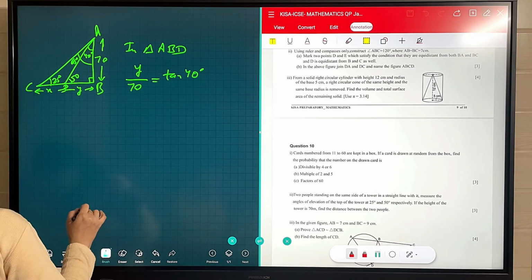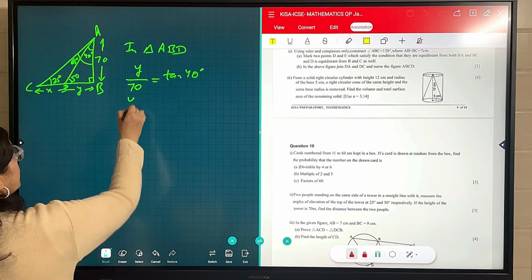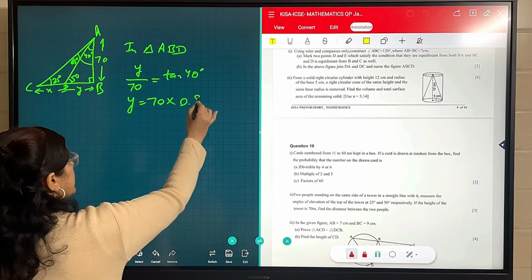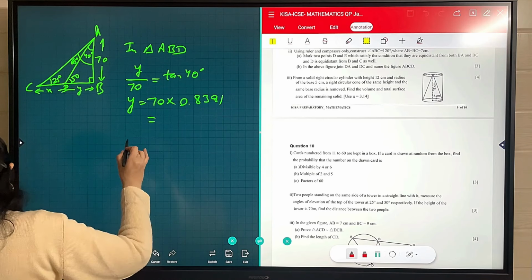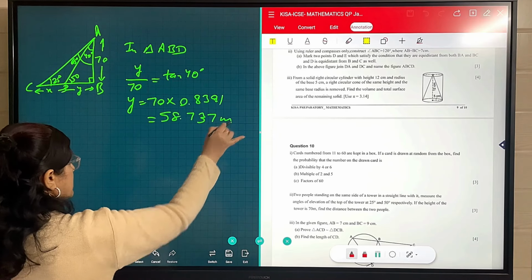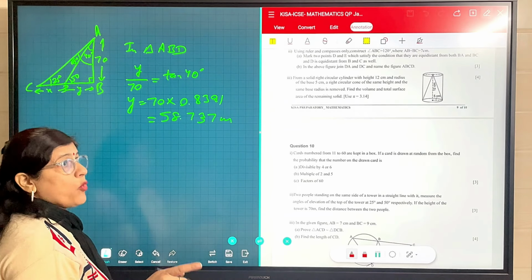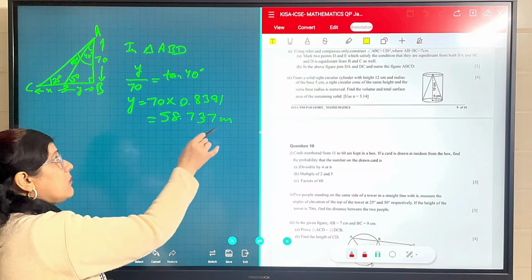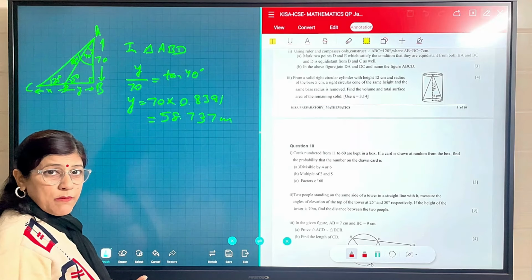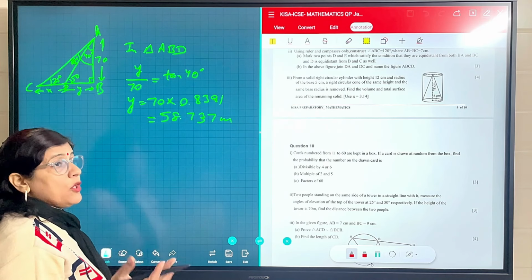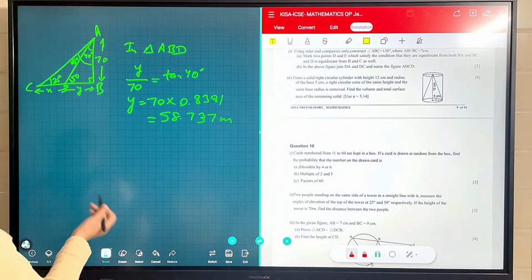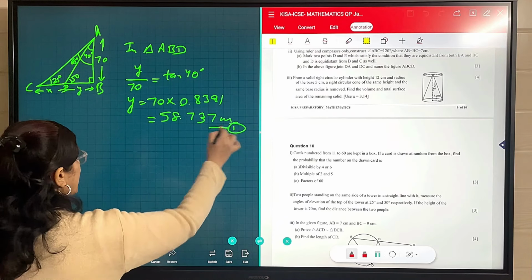tan 40, the value of tan 40 we have to take from the table. So y is equal to 70 into the value of tan 40, it is 0.8391. After multiplication you will get 58.737 meter. In the last year final board paper this question was there, and we have to take this in round figure. If we round off from here, the calculation will also become simple and your marks will not be deducted. So if it is mentioned in the question paper you have to read that line carefully, which we did not read last year but this year you have to take care. So this is the answer of y.